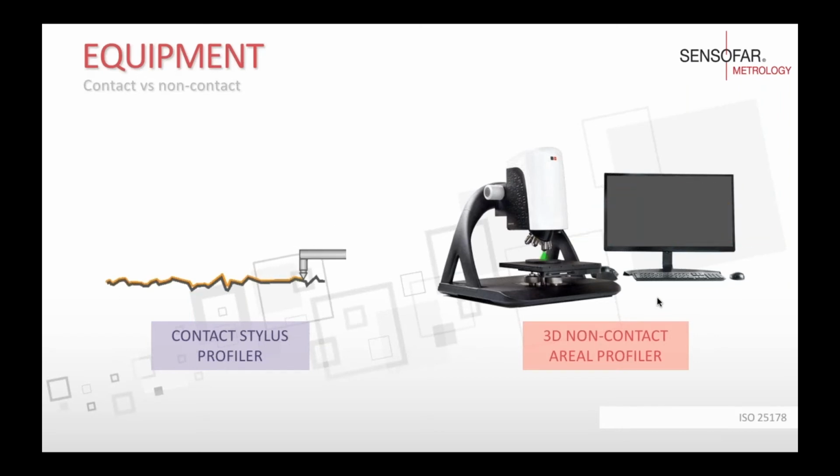and thus obtain that profile. And then for the 3D non-contact areal profiler, what we're going to be able to image is the whole area by shining some light and then capturing the reflection. So from this slide, we can see two main differences. The first difference is that with the contact stylus profiler, we need to touch the sample, while with the 3D non-contact areal profiler, we don't need to do that.